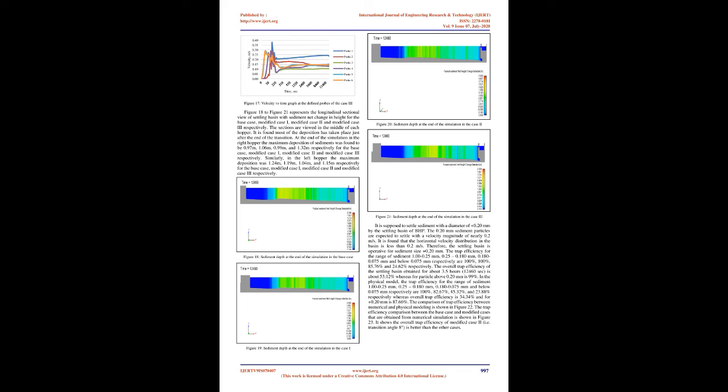Figure 18 to Figure 21 represent the longitudinal sectional view of the settling basin with sediment net change in height for the base case, modified case 1, modified case 2 and modified case 3 respectively. The sections are viewed in the middle of each hopper. It is found most of the deposition has taken place just after the end of the transition.